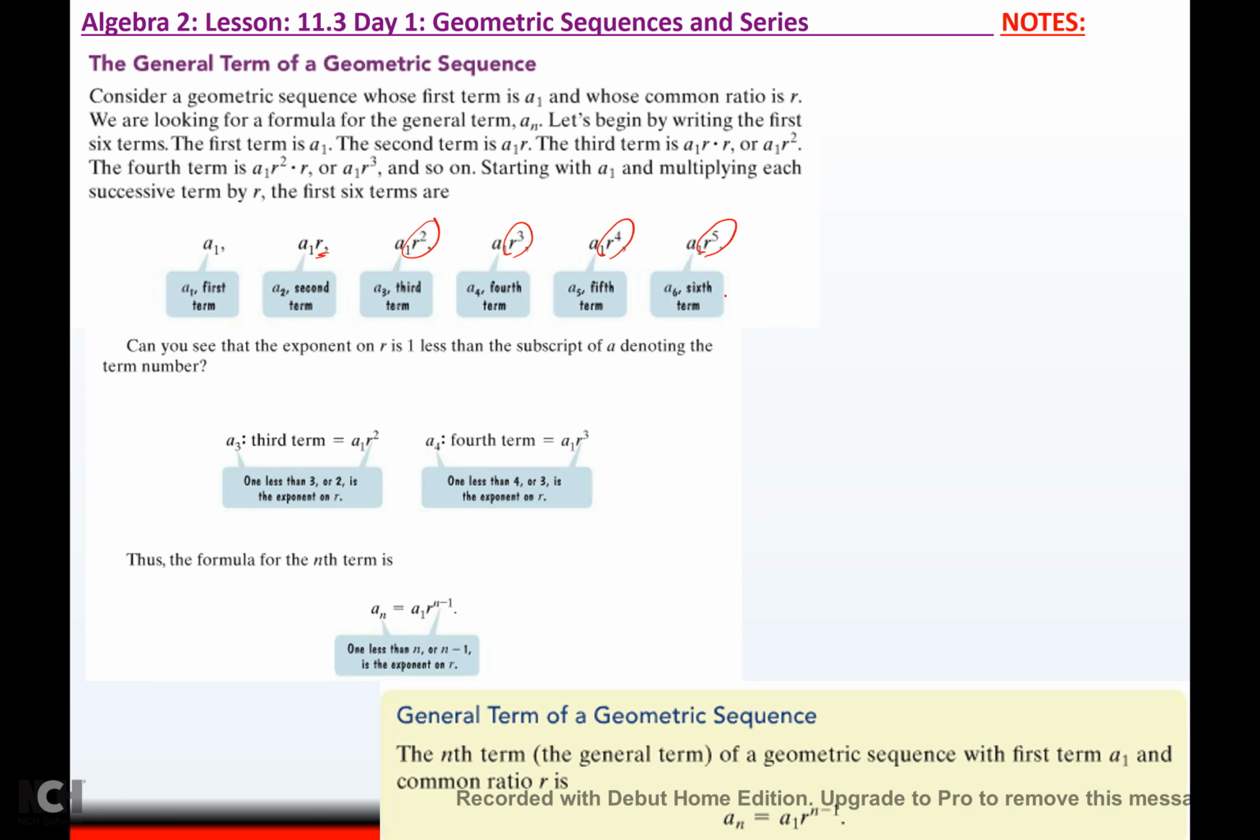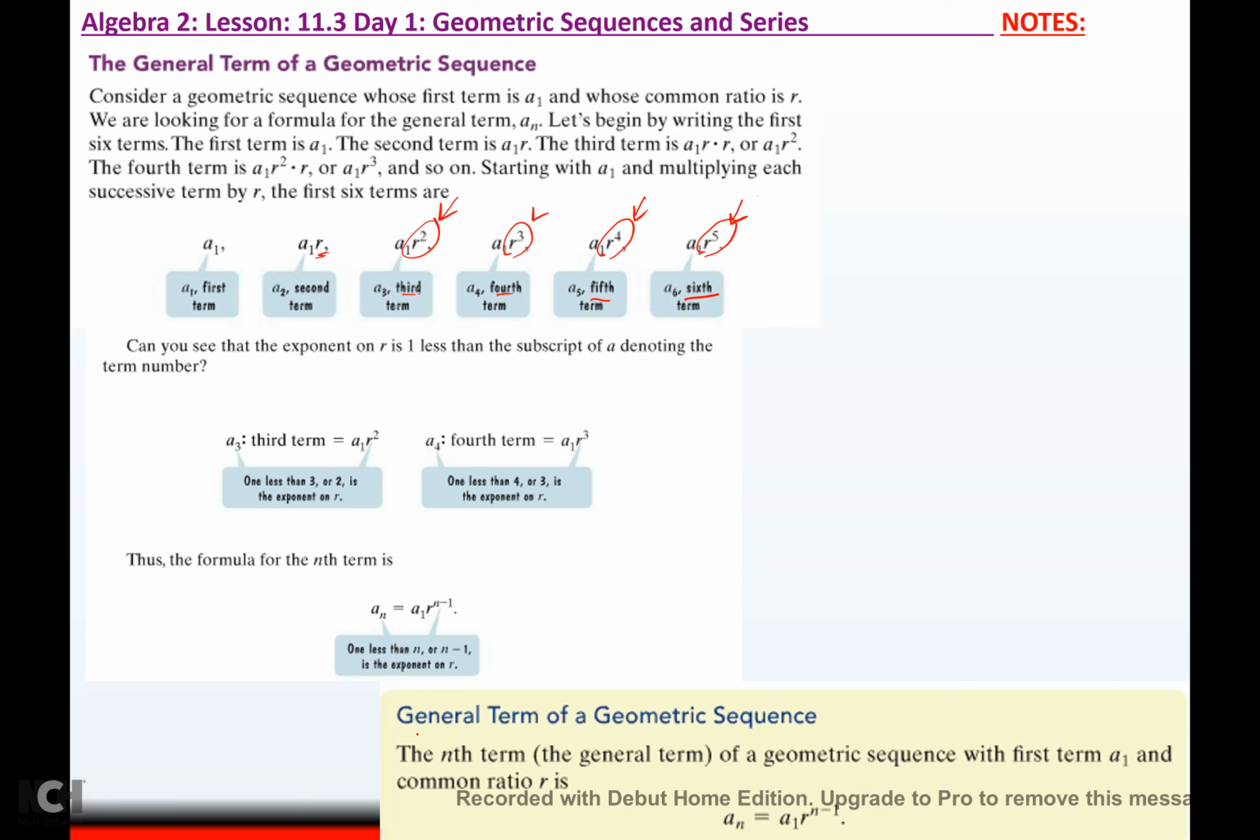Notice that when you're finding the 6th term, you got 5 copies of the ratio. When you're looking for the 5th term, you have 4 copies of the ratio. 4th term, you have 3 copies of the ratio. 3rd term, you have 2 copies of the ratio. Okay, so just like arithmetic.